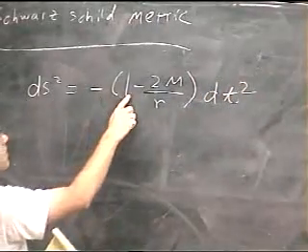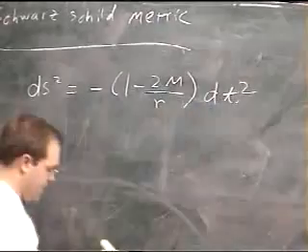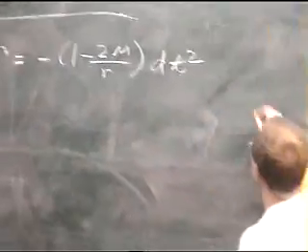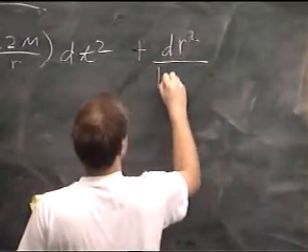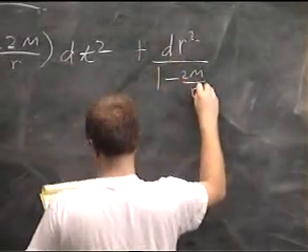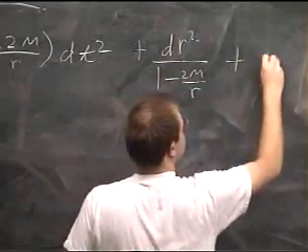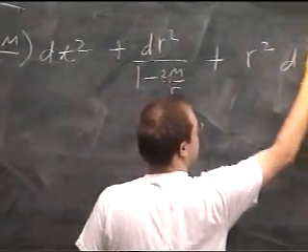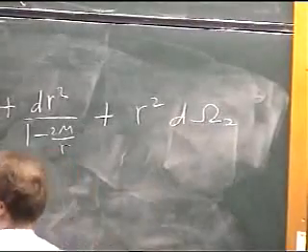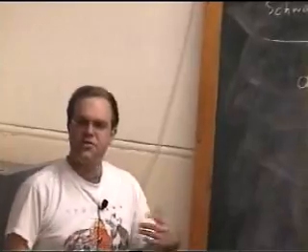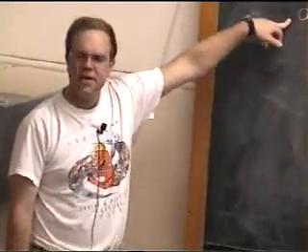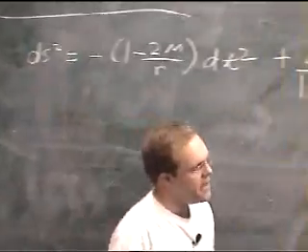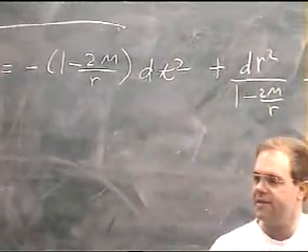The metric is minus (1 minus 2m over r) times dt squared plus dr squared over (1 minus 2m over r) plus r squared d omega squared. All right. And our goal is now to take this as given, and to show that, in some sense, near the horizon, this does, in fact, take the form that I've written over on the left-hand side. Okay?